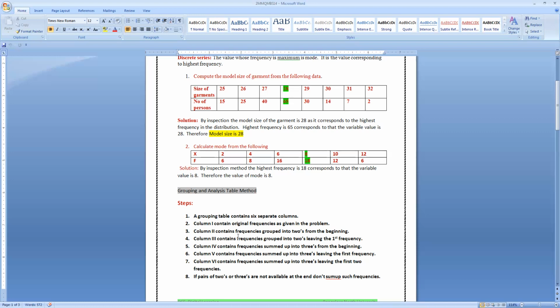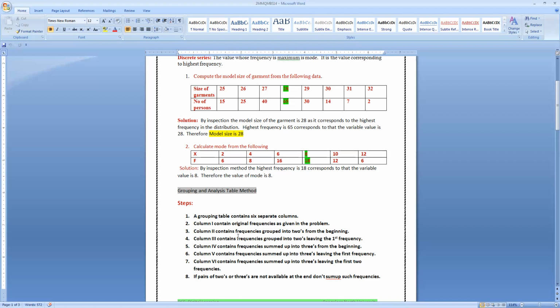Then the third column contains how many numbers we should add, which means two numbers have to be added, by leaving the first frequency. The fourth column: no need to leave the frequency here. From the beginning itself, we should add three numbers. Then the fifth column: leave the first frequency, then add three numbers.